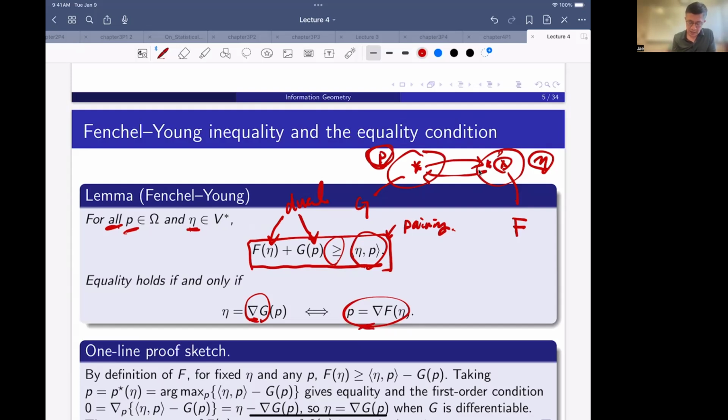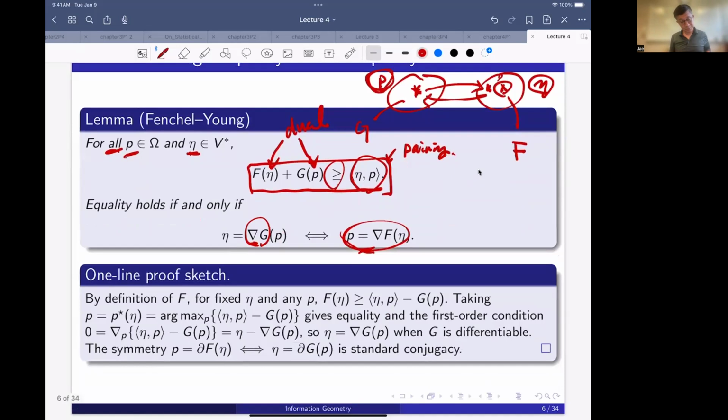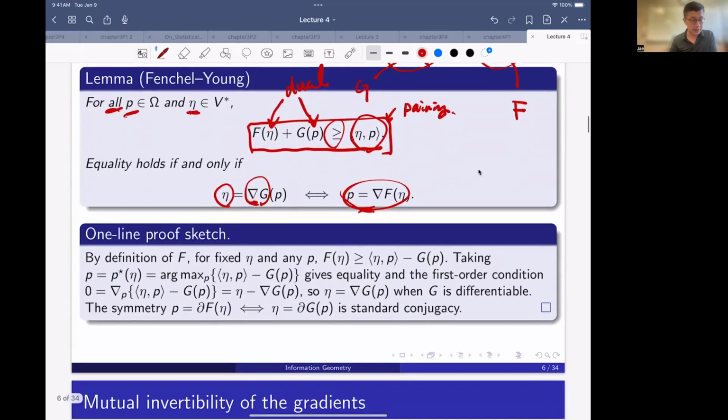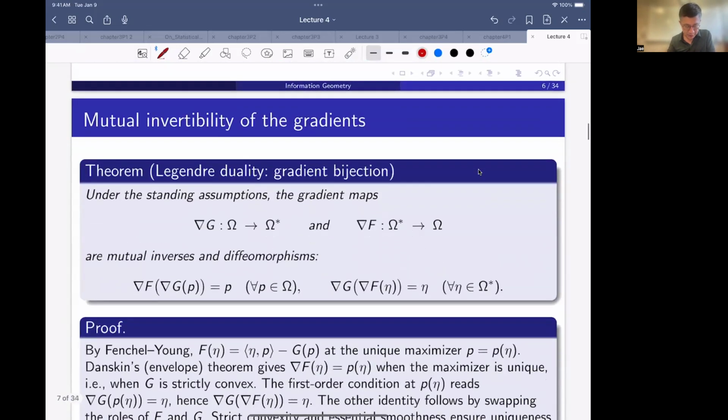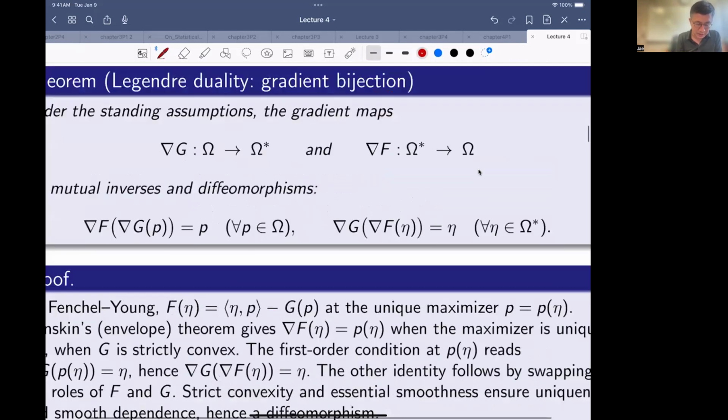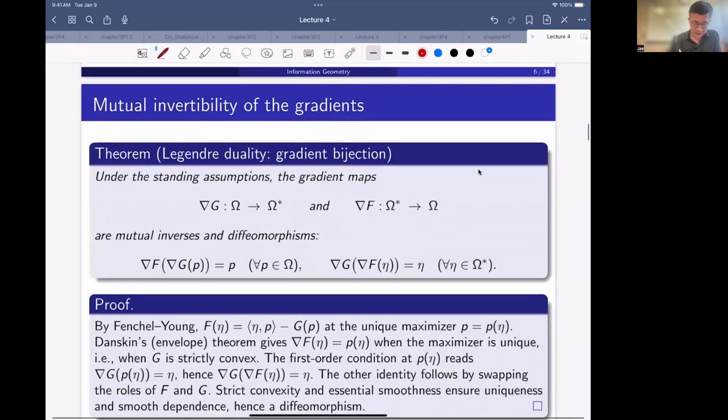And then the other one is the same thing with the convex conjugate function. That means we actually have a one-to-one mapping. And so that is the first inequality. We covered this already last class. So basically, in that sense, we can create a mutual invertibility.